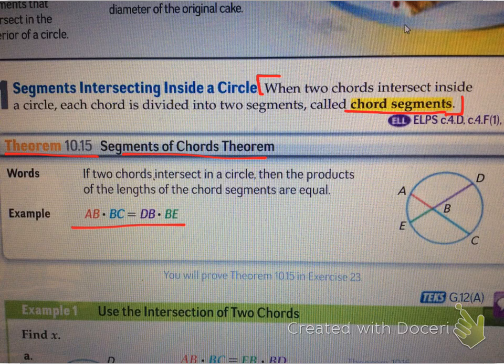Segments intersecting inside a circle. So we're going to divide this up into three sections: segments intersecting inside a circle, segments intersecting outside a circle, and then what happens if you've got one that's tangent.